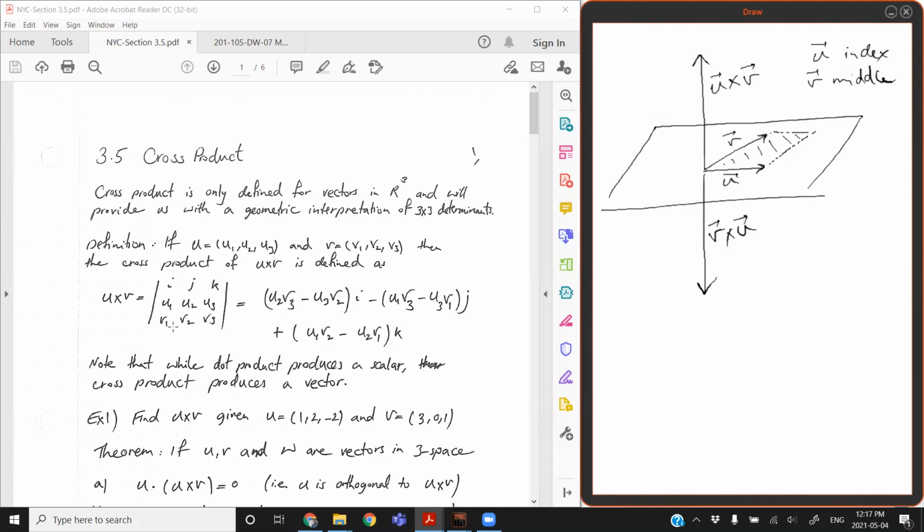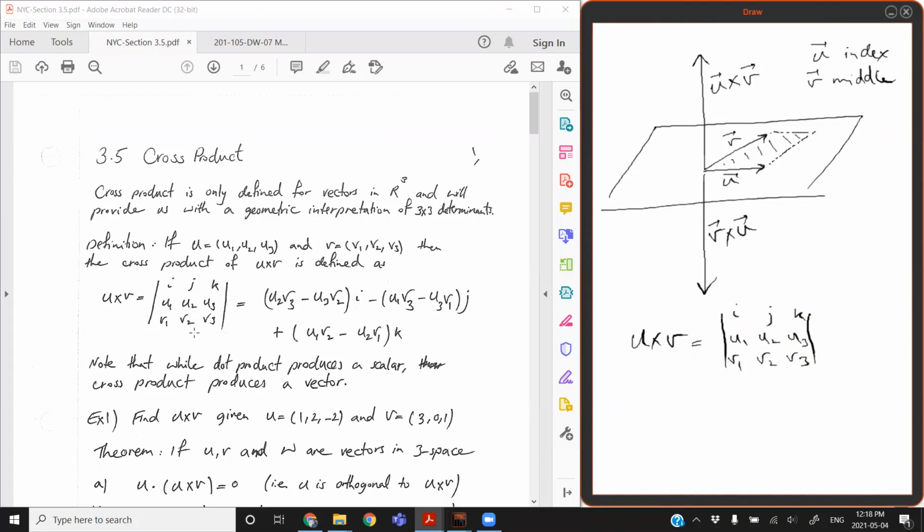Yes. And it's very easy to memorize if you think of it as a determinant like this. So we say U cross V is a determinant like this. We put I, J, K, the standard unit vectors in the first row. We put U in the second row. And we put V in the third row.